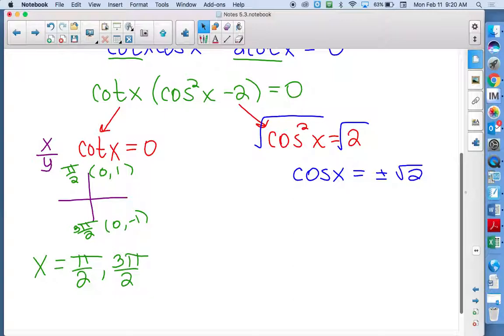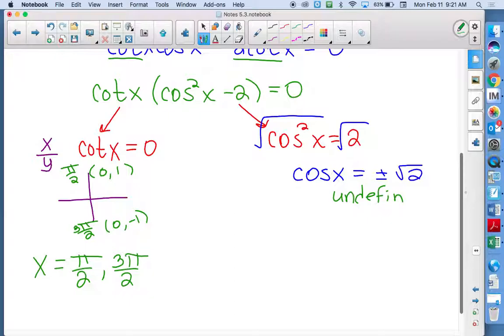What's the highest value that cosine is on the unit circle? Grant? 1. What's the lowest value that cosine is on the unit circle? Negative 1. What is approximately the square root of 2? More than 1. It's 1.41. So, does that value exist? No. So this one here is undefined, because the range for cosine is negative 1 to 1, and that is outside of the range. So cosine can't be the square root of 2.